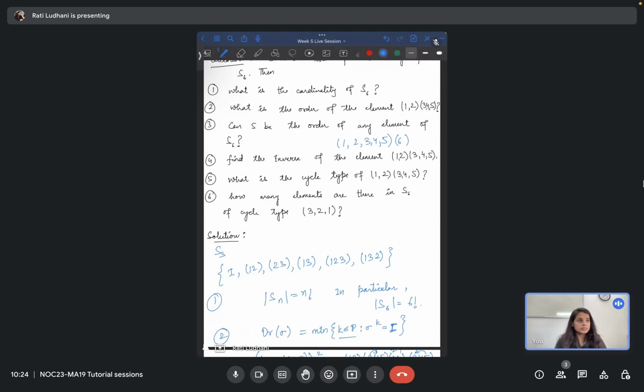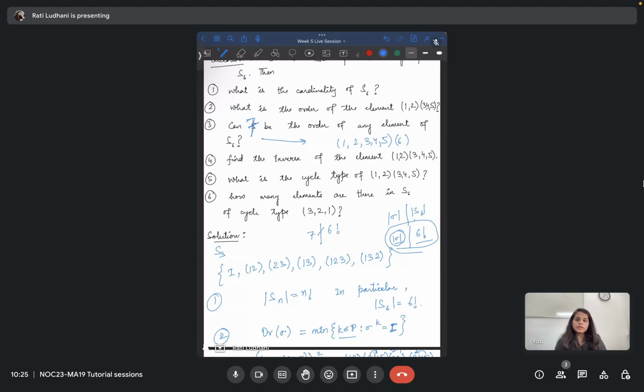And there's a well known theorem in group theory that the order of any element will divide the cardinality of the group. So basically for S6 that is 6 factorial, so the order of the element has to divide 6 factorial. So for example, if I change it to 7, can 7 be the order of any element of S6? No, because this does not satisfy this property, because 7 does not divide 6 factorial.